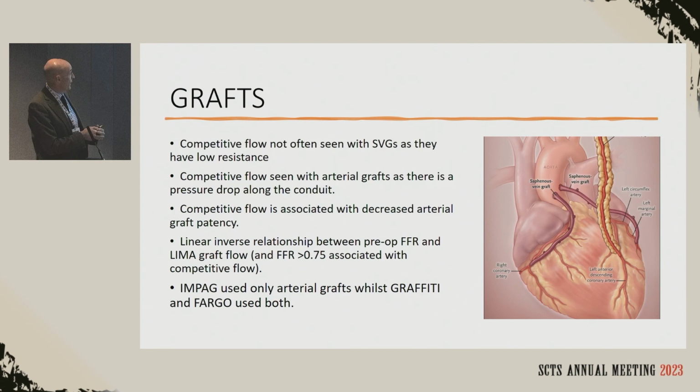Competitive flow is not often seen with vein grafts as they have this low resistance. However, it is seen with arterial grafts as there's a pressure drop along the conduit. Competitive flow is definitely associated with decreased graft patency. And there's a linear inverse relationship between your pre-op FFR and your LIMA graft flow. So if your FFR is greater than 0.75, you tend to get competitive flow and you have lower rates of patency in your LIMA. And IMPAG only used arterial grafts, whereas GRAFFITI and FARGO used both. That may explain why it was positive in one and not positive in the other two.